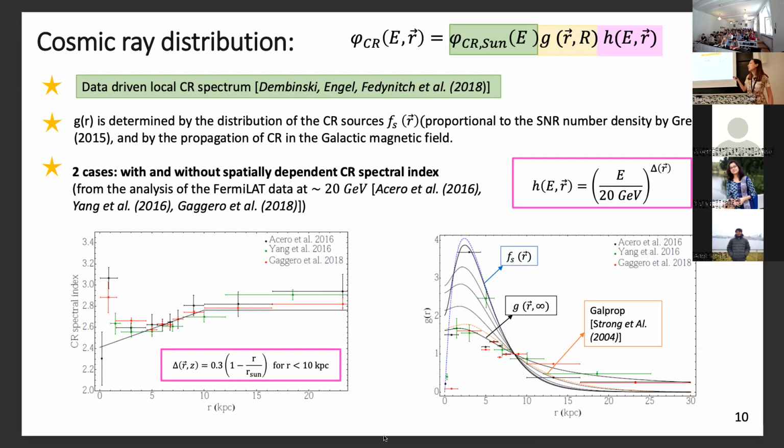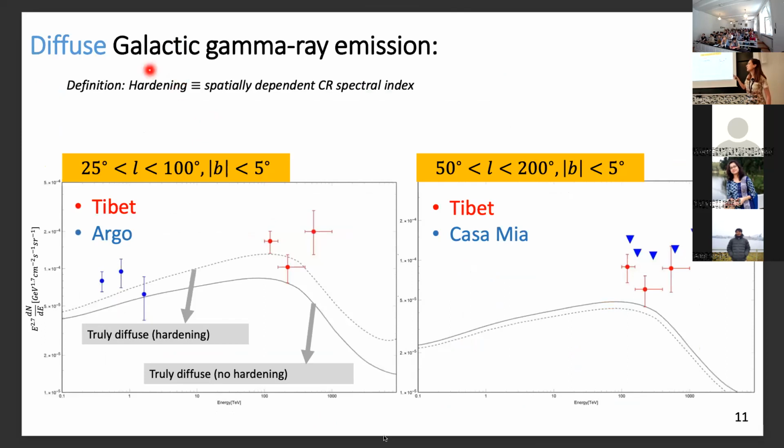Then we calculate the diffuse emission in the two different galactic regions probed by Tibet. These red points are the Tibet points for the diffuse emission. The gray dashed line is our case with the hardening hypothesis, while the gray solid line is the case without hardening. What you can see from this plot is that the case without hardening is a bit below the Tibet data, while the case with hardening kind of passes through the data.